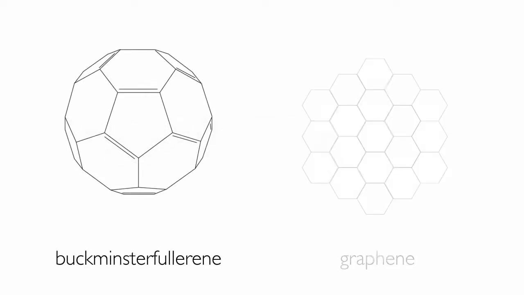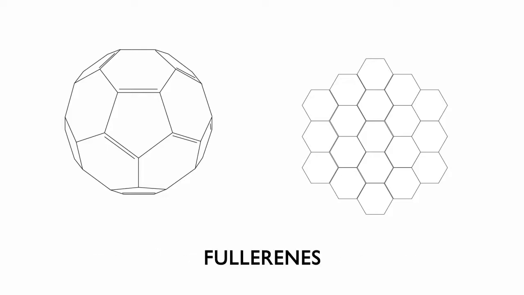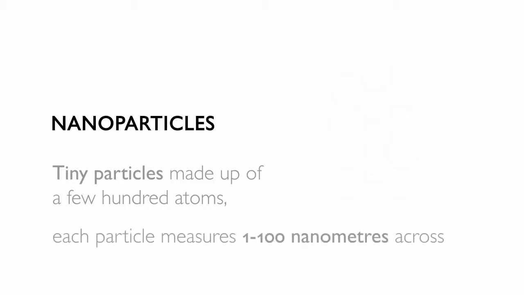So far, we have encountered two examples which both share a common theme: the fullerene. Fullerenes hold a special importance in nanoscience, a relatively new area of science which involves the study of nanoparticles. Nanoparticles are tiny particles made up of only a few hundred atoms. They can measure between 1 nanometer and 100 nanometers across.